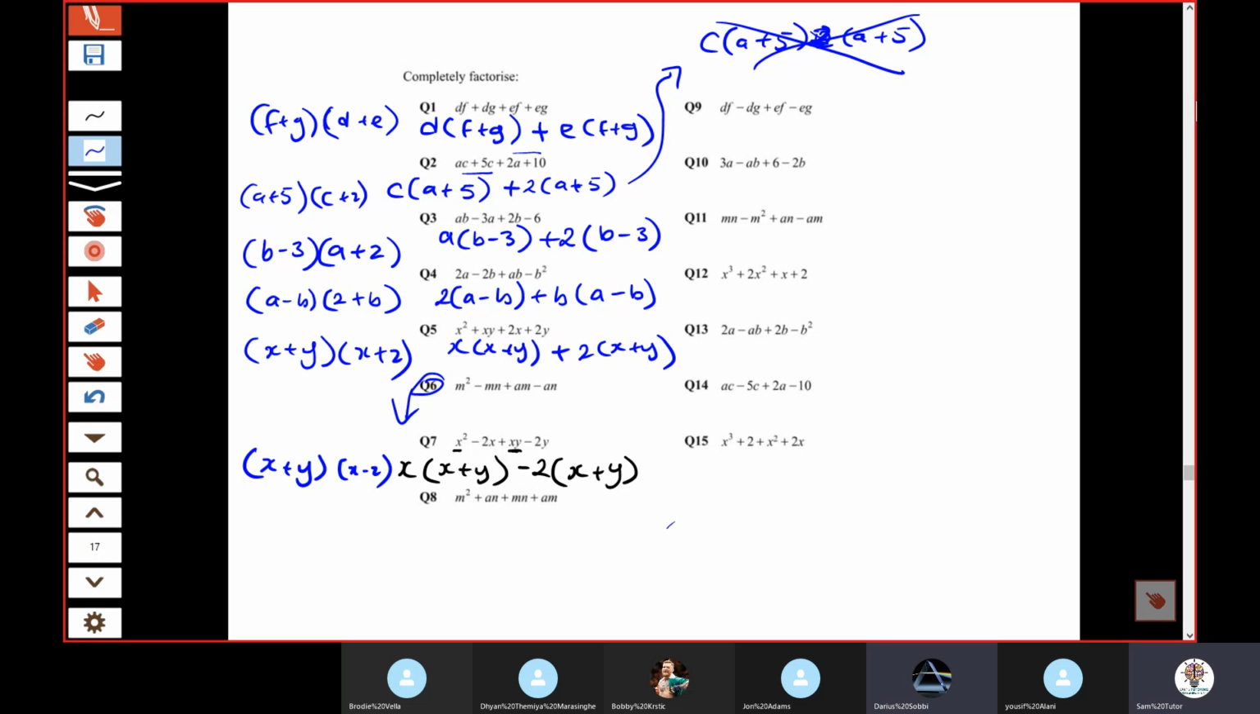Oh, Sam. Yes. It doesn't matter if it's m and then a plus m, and then the next one is m plus a. No, the order like that doesn't matter. 2 plus 1, okay, 1 plus 2 doesn't matter.